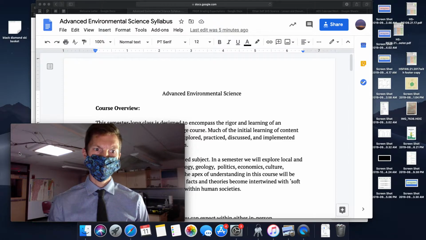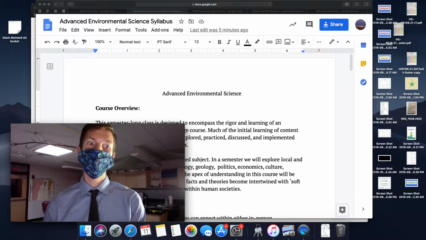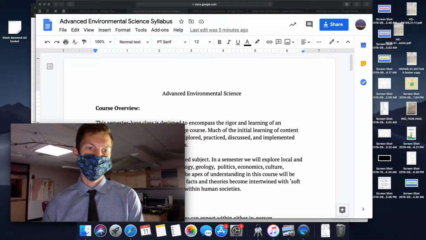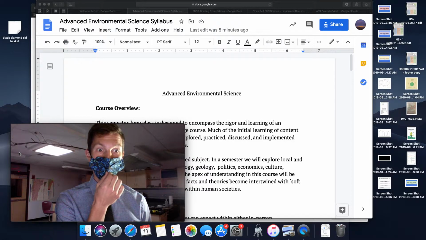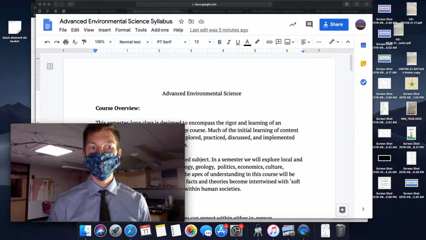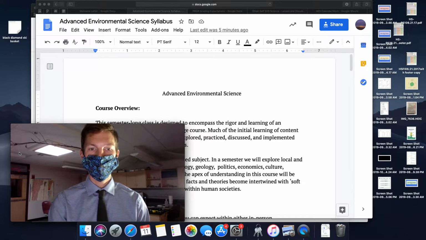There are many similarities to what this class is going to look like in terms of AP environmental science, and there are some things that are different that we'll be able to do because we don't have that rigidity. But again, this is meant to prepare students as if it was an AP exam as best I can, but we cannot get through all of the content.